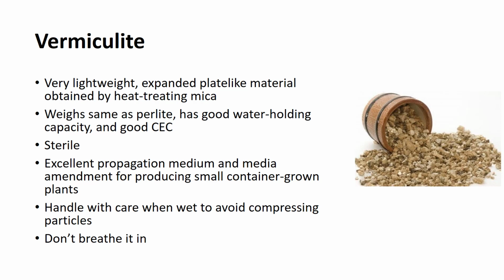Vermiculite is a very lightweight, expanded plate-like material obtained by heat treating mica. It weighs about the same as perlite, 6 to 10 pounds per cubic foot, depending upon the grade. It has good water holding capacity, equal to 3 to 4 times its weight, and a good CEC. Because the material is produced by heat treatment, it is sterile. Vermiculite makes an excellent propagation medium and a media amendment for producing small container-grown plants. It must be handled with care when wet to avoid compressing the particles or breathing in the particles. Compressed vermiculite is an undesirable media amendment since it has poor drainage and poor aeration porosity.